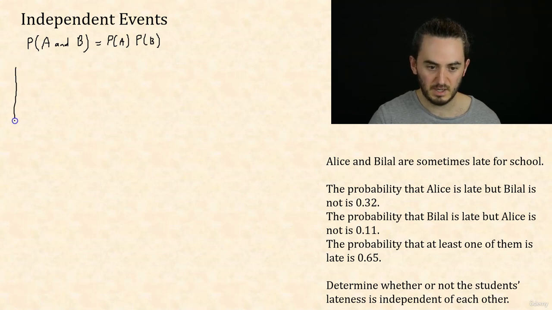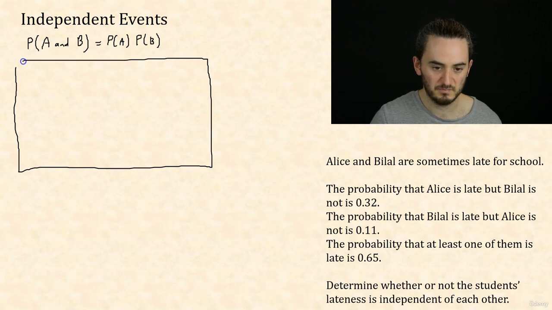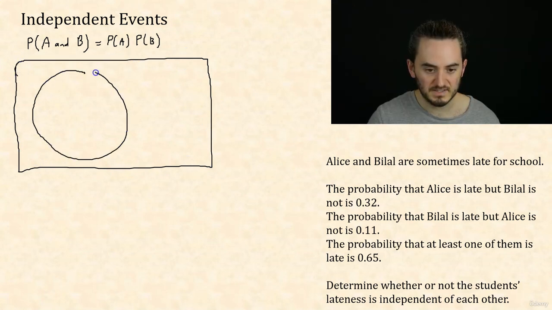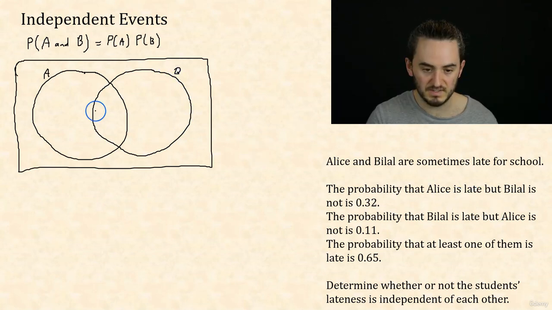Okay, let's definitely start with a Venn diagram. It's almost always the right way to begin a question like this. So we'll have the event that Alice is late represented by this bubble here, and we'll have the event that Bilal is late represented by this bubble here. So what can I fill in? Well, the probability that Alice is late but Bilal is not is this region here, where Alice is late but it's not inside the B bubble. So that's 0.32. The probability that Bilal is late but Alice is not is 0.11, so that's this region here.